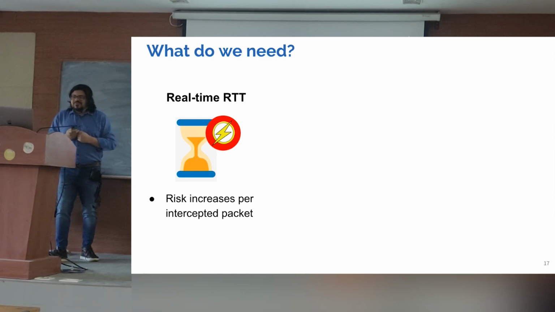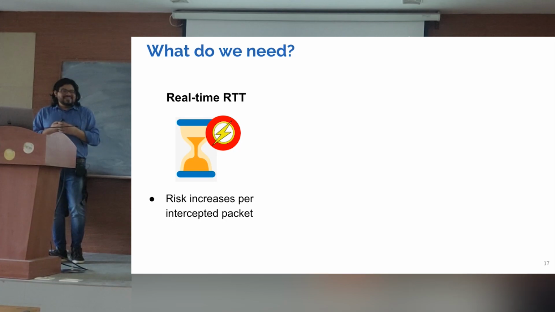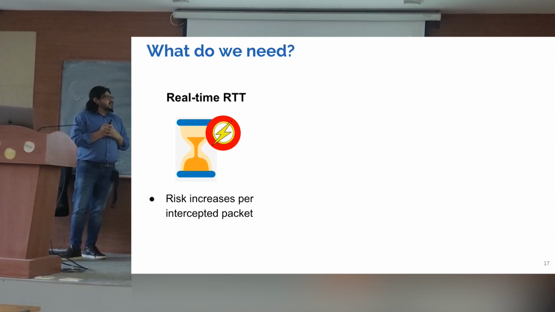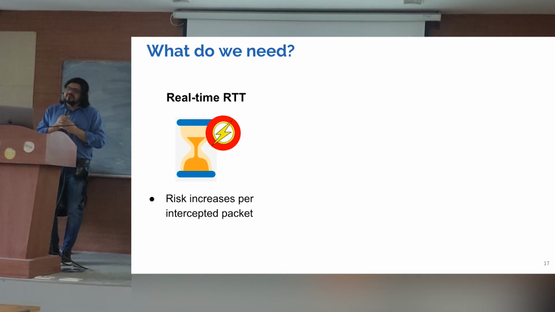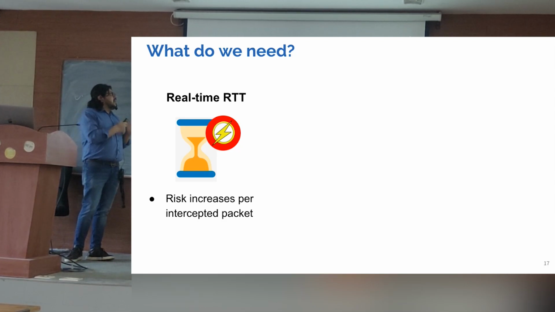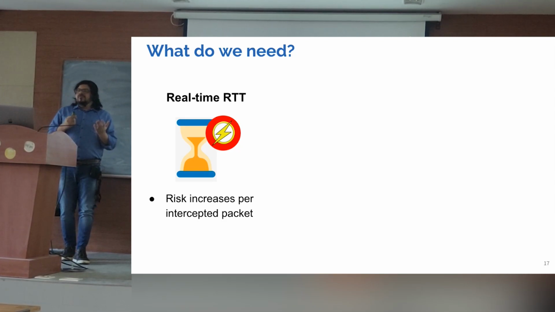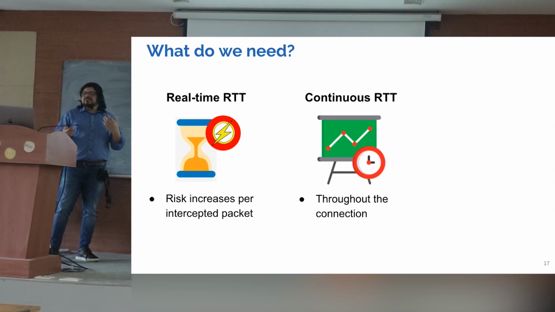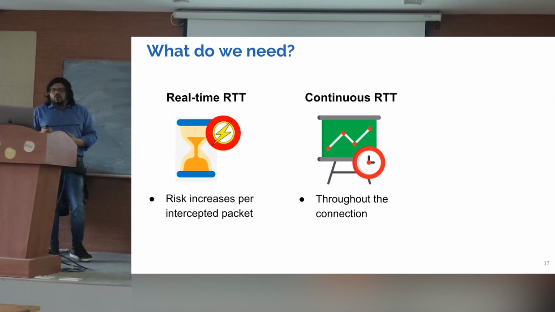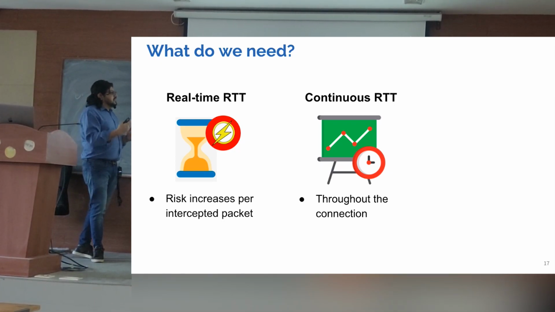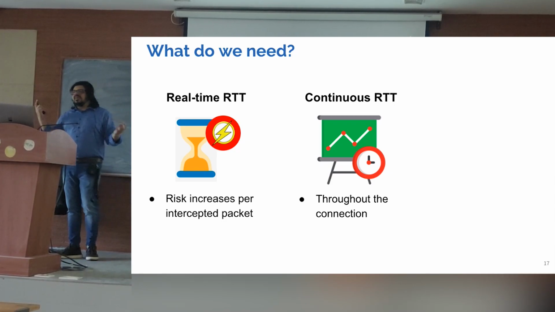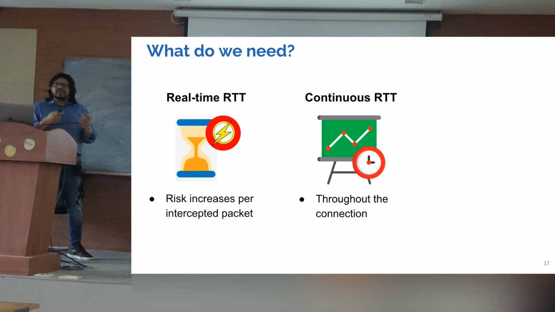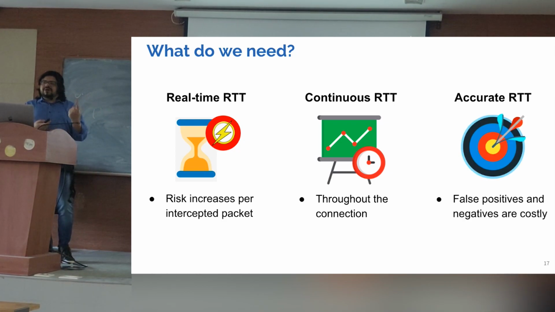All right. So what do we need from a system that measures RTTs continuously? So first, what we need is that this RTT measurement has to be real time. Because if we take a lot of time before detecting an attack, then the damage is already done, right? The risk increases per intercepted packet. We also need to measure this RTT continuously throughout the lifetime of a connection. So a connection can be very long. You can watch a YouTube video for hours on end. And if we only compute the RTT for the first packet, then that's not enough. So we have to keep measuring it every packet as we go along in that connection.